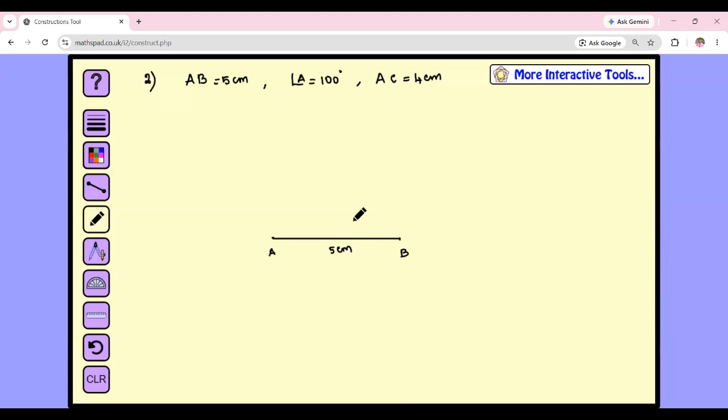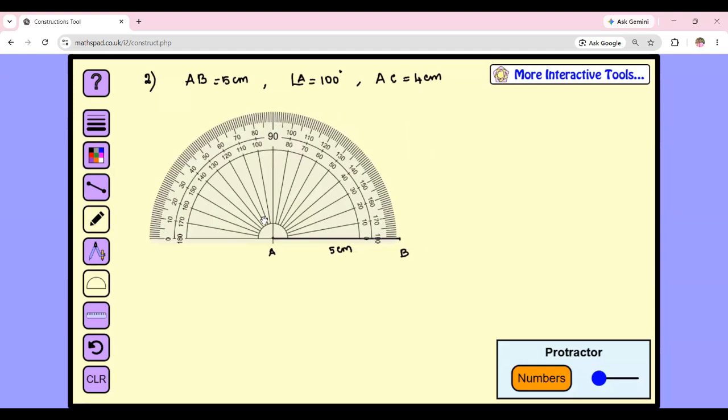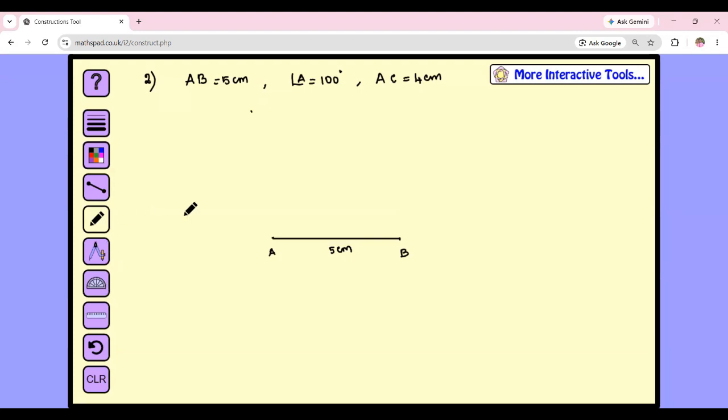Next, from the point A, I have to draw 100 degree. Keep the pointer in A and mark 100 degree. You have to see the inner scale, 100 degree. Just mark 100 degree and join the points. This is my 100 degree.